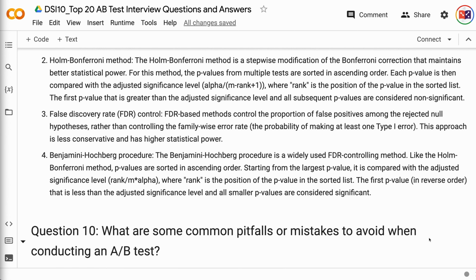Method 3. False discovery rate control. FDR-based methods control the proportion of false positives among the rejected null hypotheses, rather than controlling the family-wise error rate. This approach is less conservative and has higher statistical power.